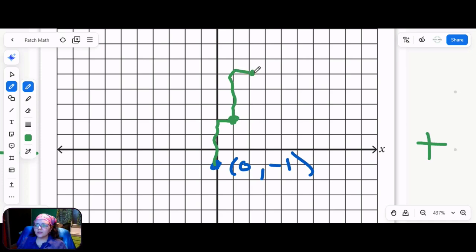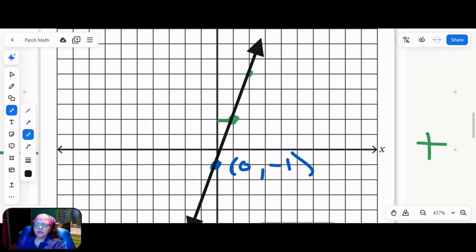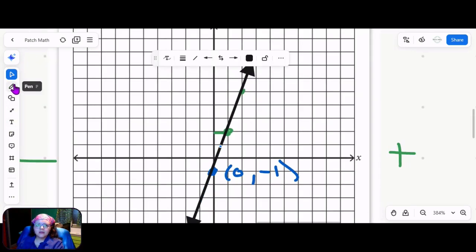It does only take 3 points to confirm your line. Technically, it only takes 2. The third is more of a confirmation to make sure the other 2 are correct. If for some reason at this point you didn't have a line, like it had a little wave in it, just go back and check and make sure you counted your rise over run correctly.